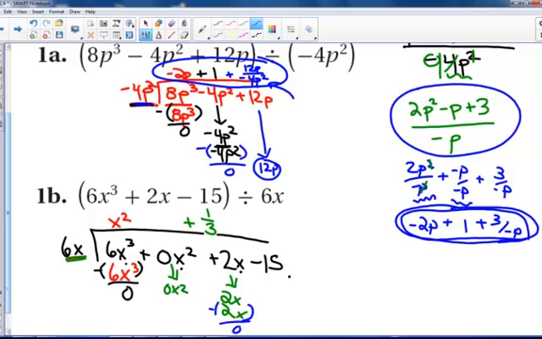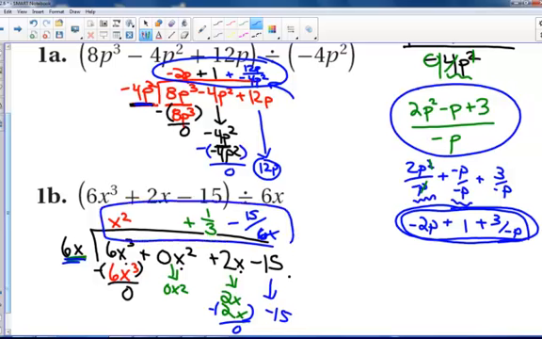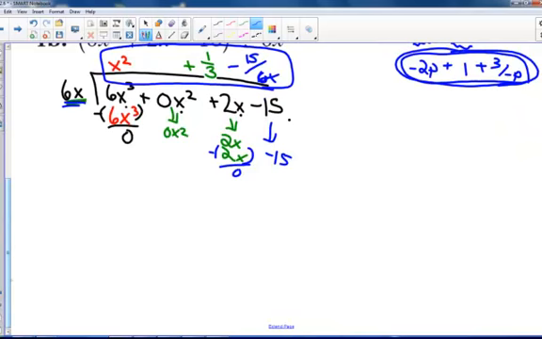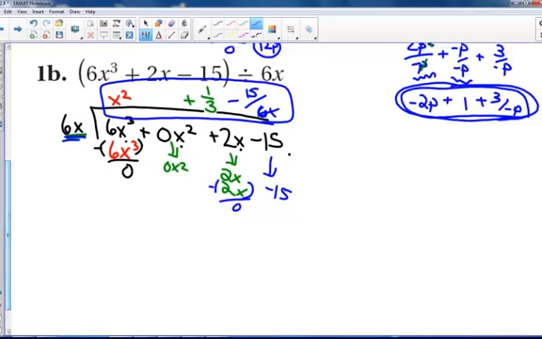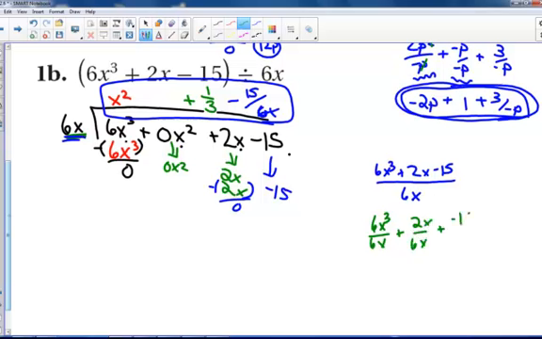And then 6x times what is negative 15, and that is nothing. So our remainder is negative 15, but then that's over this initial 6x. So that's what we get through long division. If you want to look at that individually dividing, we would have 6x cubed plus 2x minus 15 over 6x. So we can break this up: 6x cubed over 6x, 2x over 6x, negative 15 over 6x.